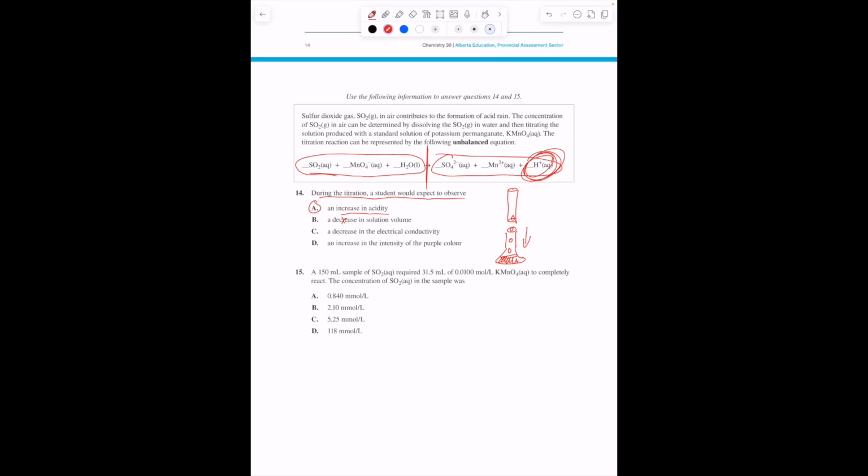It's going to decrease in electrical conductivity. Well, ions cause conductivity. I've got more ions there than I do here. There's none there, none there. So I'd say it'd be increasing conductivity. And increasing the intensity of the purple color. Well, this is the purple ion, and I have it on this side and I don't have it on that side, so I'm losing purple. So I would decrease that. So the answer is A.